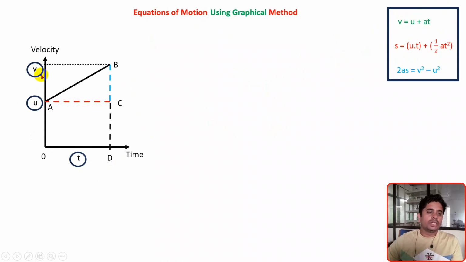U is the initial velocity, V is the final velocity, T is the time interval or time duration, A is the acceleration, S is the distance traveled by the object.